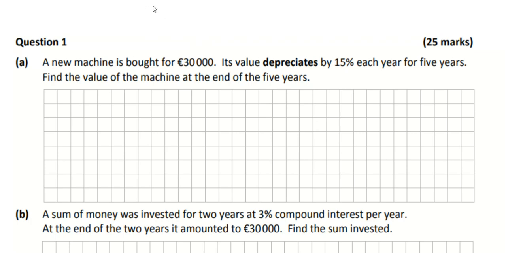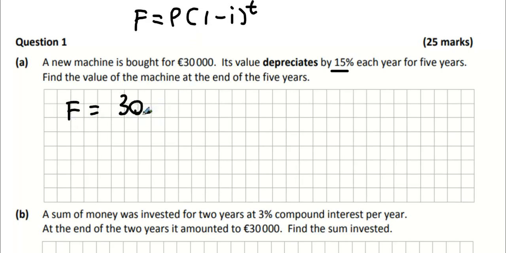All right, you buy a new machine for 30 grand. It depreciates by 15% per year. There's a formula which is F equals P(1 minus I) to the power T. That's in your notes. If you're using this quite literally in your notes, it would mean that the final price equals your initial price of 30,000.